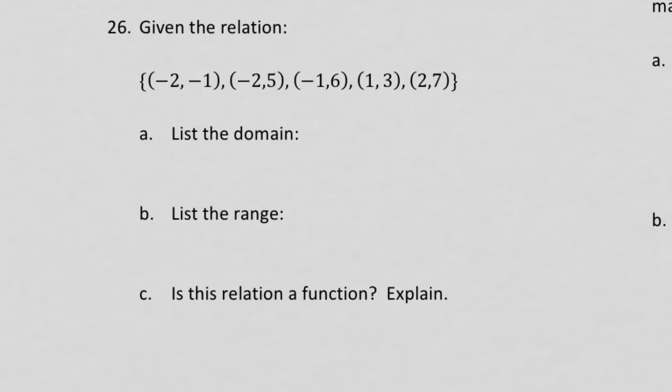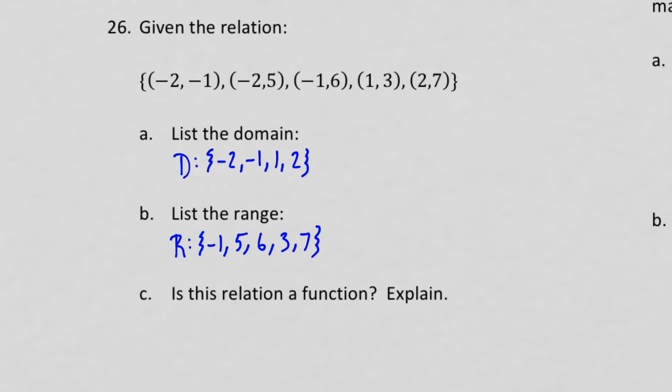Let's list the domain. All the input values. -2. -2 again, I'm not going to write it again. I'm only going to write it once. -1, 1, and 2. Range. -1, 5, 6, 3, 7.